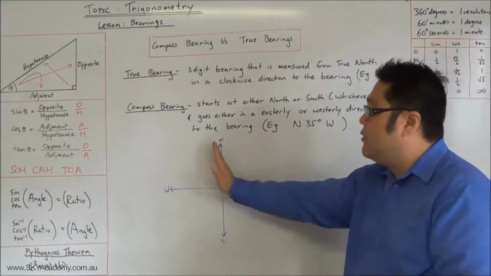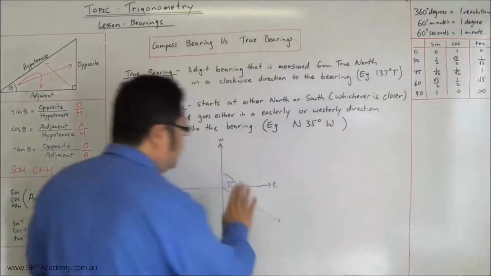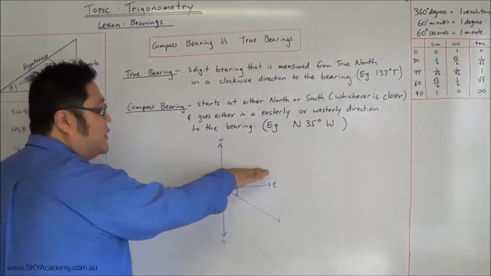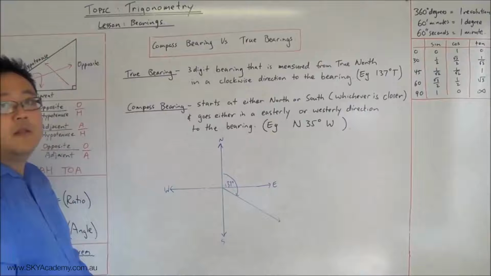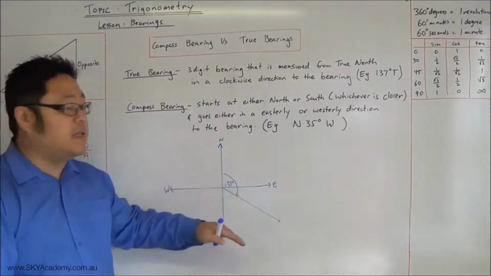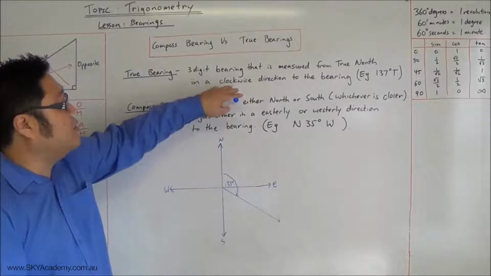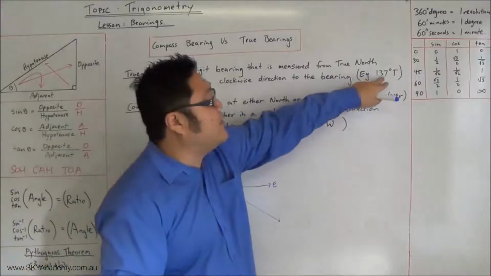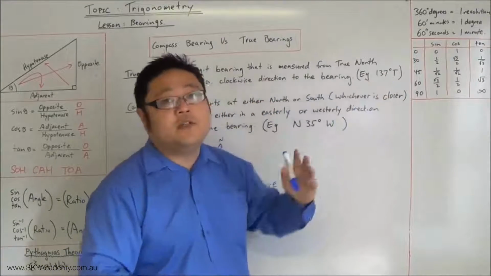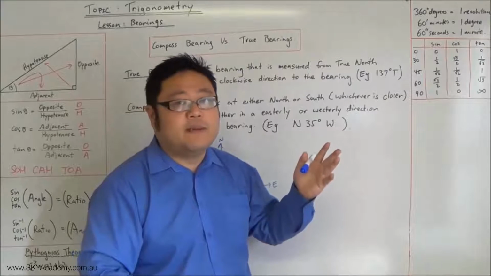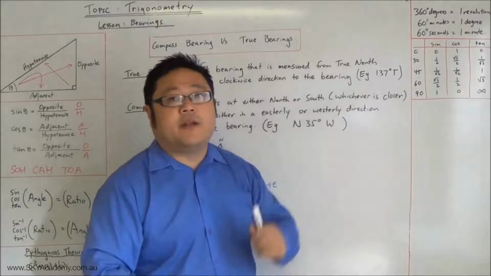It starts at north, goes in a clockwise direction until you reach the direction that you want to be facing. That is what we call a true bearing, and it's written like this, 137 degrees true. There are always 3 numbers, even if the first number has to be 0, it's written with 3 numbers.